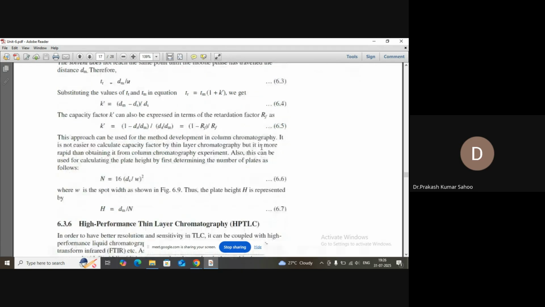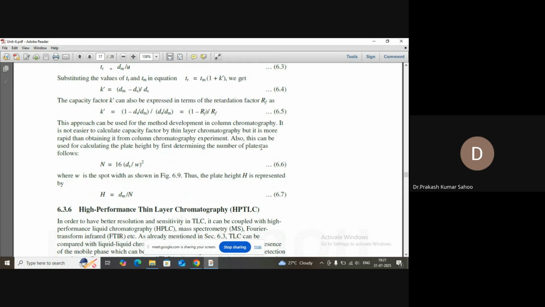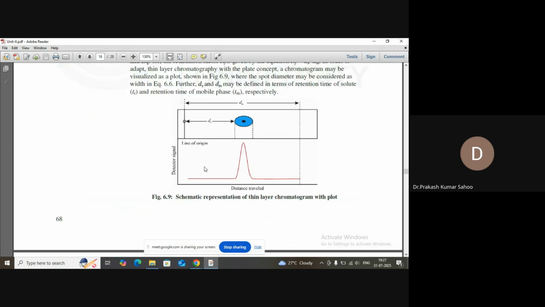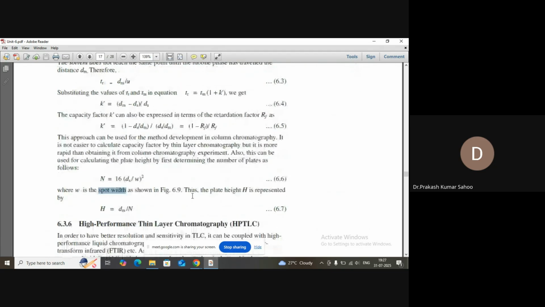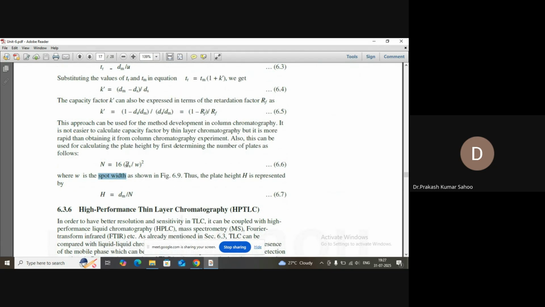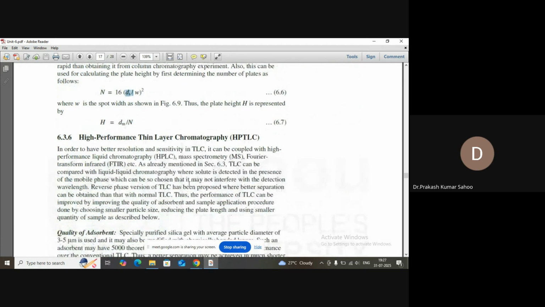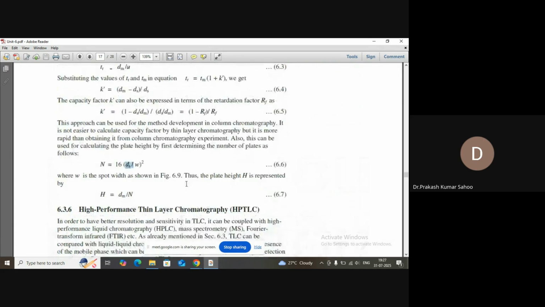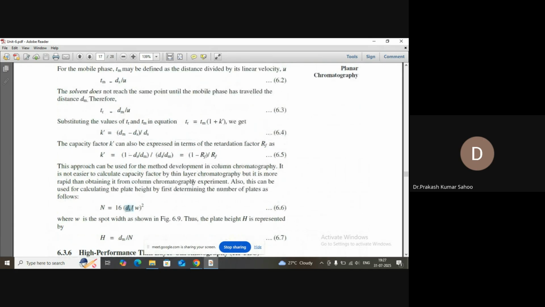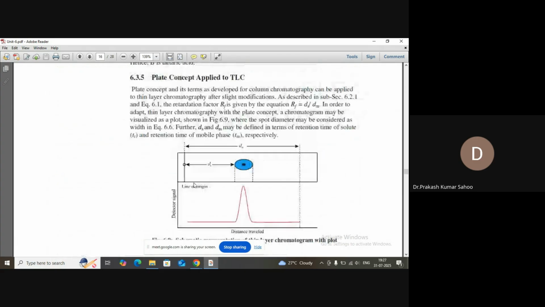Then one more equation is there, that is the number of plates. Sorry, it is capital N equal to 16 ds by w square, where w is the spot width. Spot width means this one. This is the spot width w, and ds is the distance traveled by the solute. Okay, so this is all about your equations.